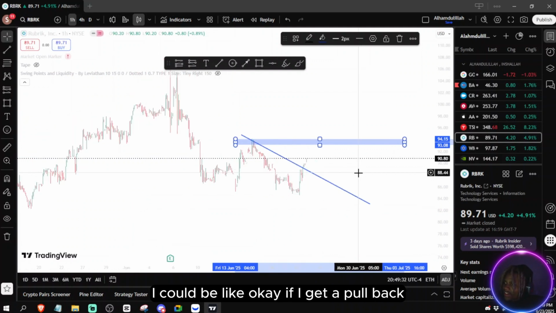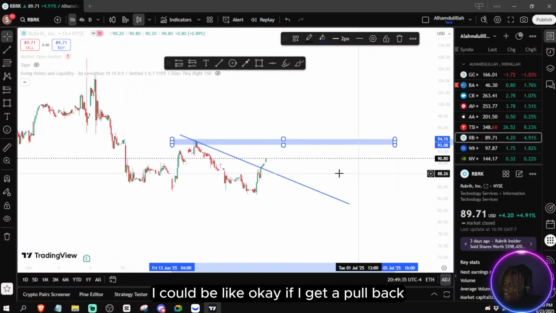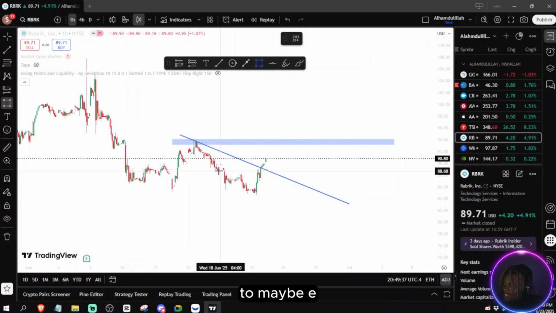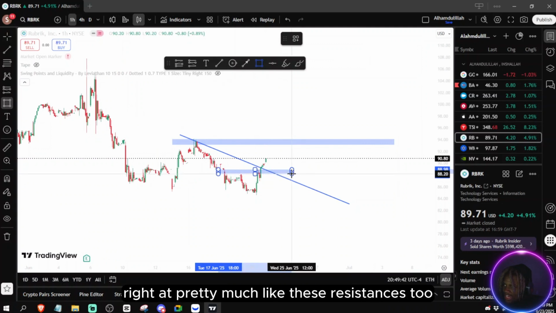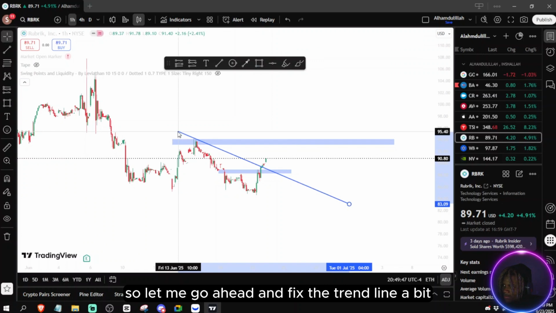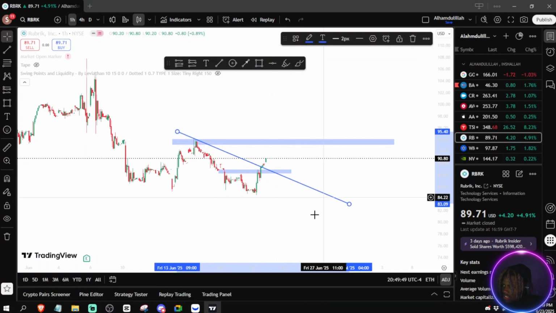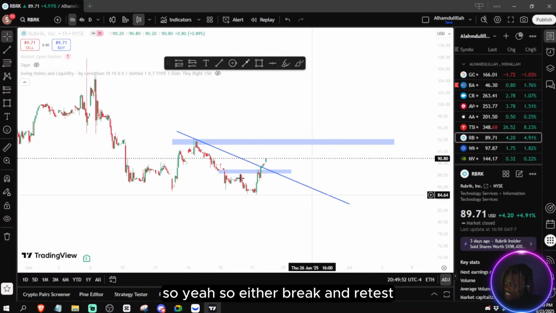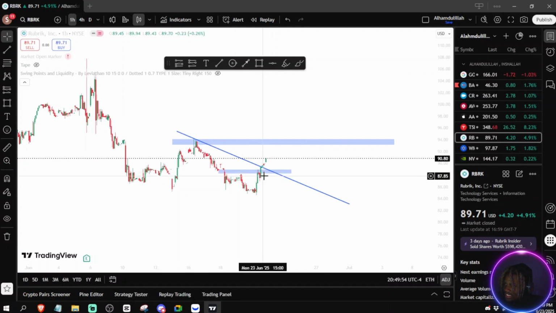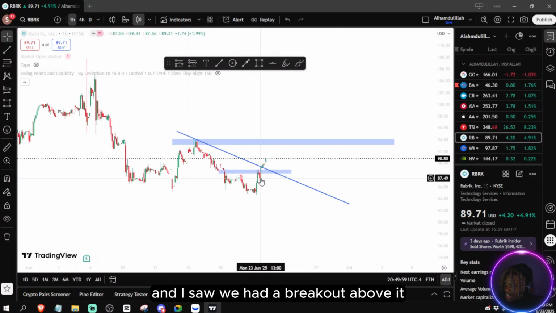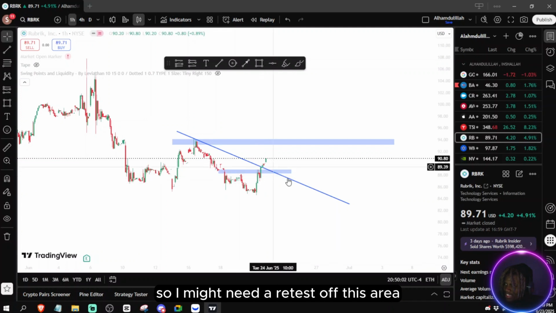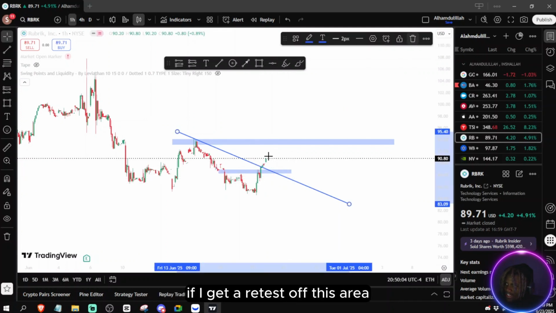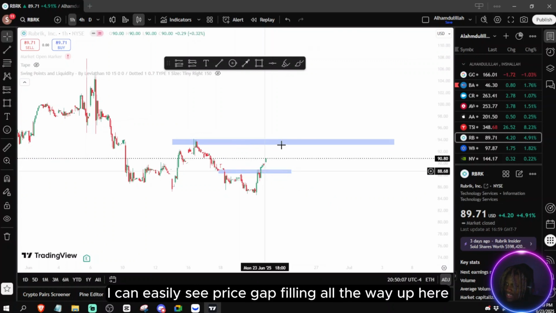I could be like, okay, if I get a pullback to maybe, yeah, either, well, guess where the trend line is right at? Pretty much like these resistances too. So let me go ahead and fix the trend line a bit. So yeah, either break and retest or the trend line is going to give you your answer, like 99% of the time. So I can see price shorted here, and I saw we had a breakout above it, so I might need a retest off this area. If I get a retest off this area, I can easily see price gap filling all the way up here.